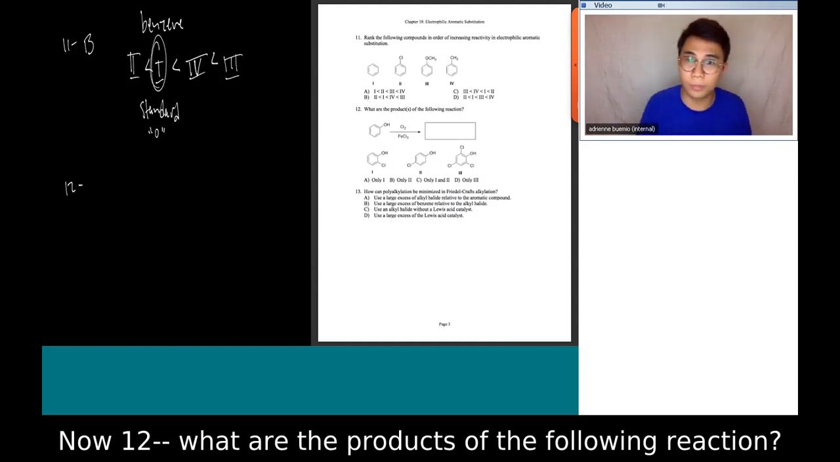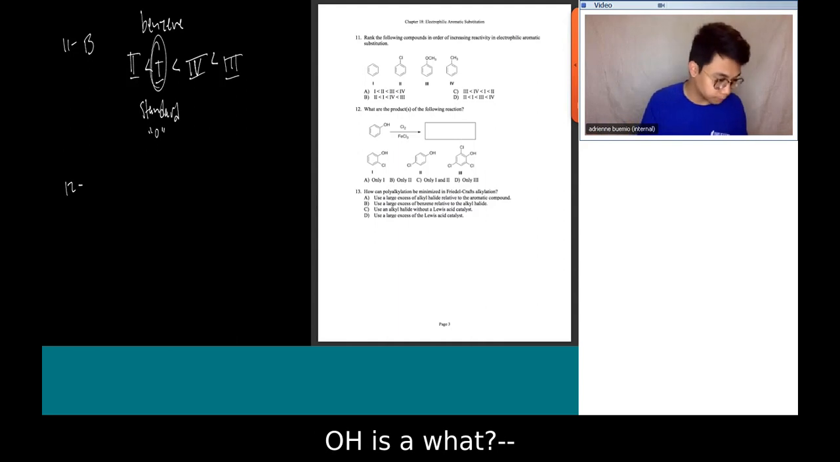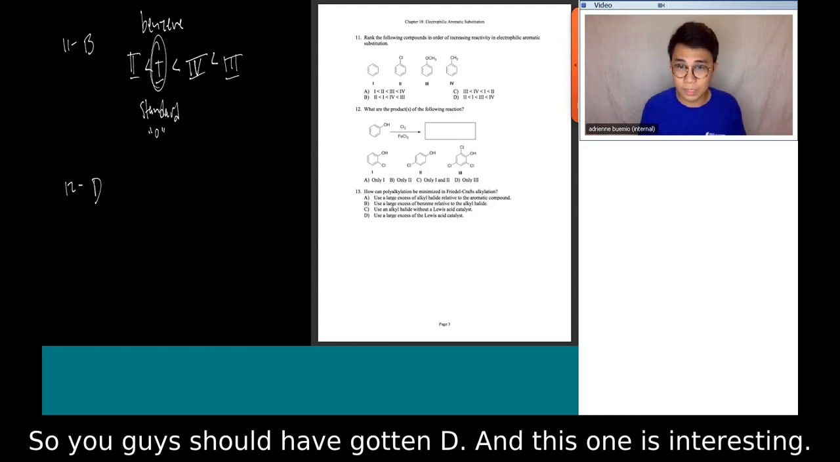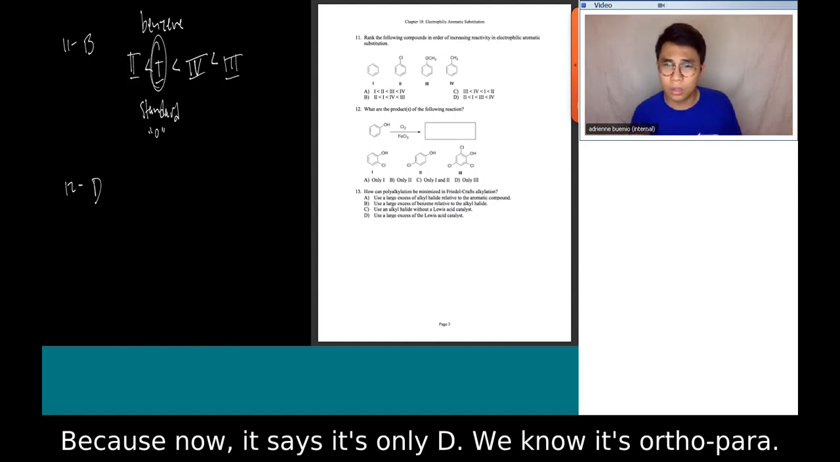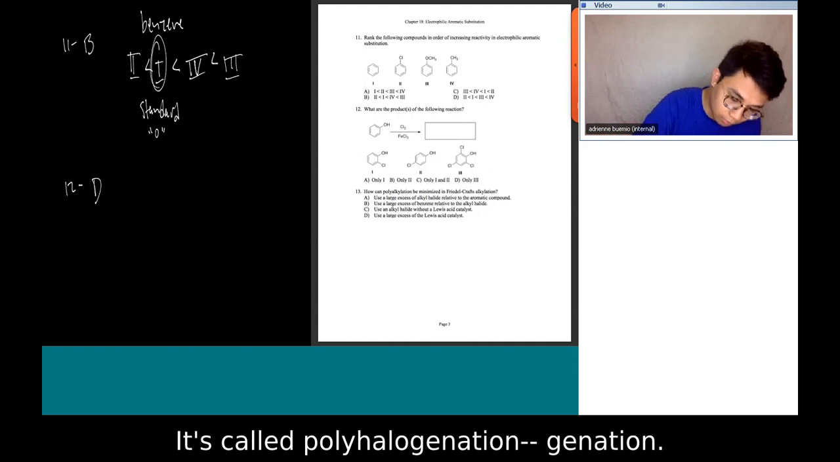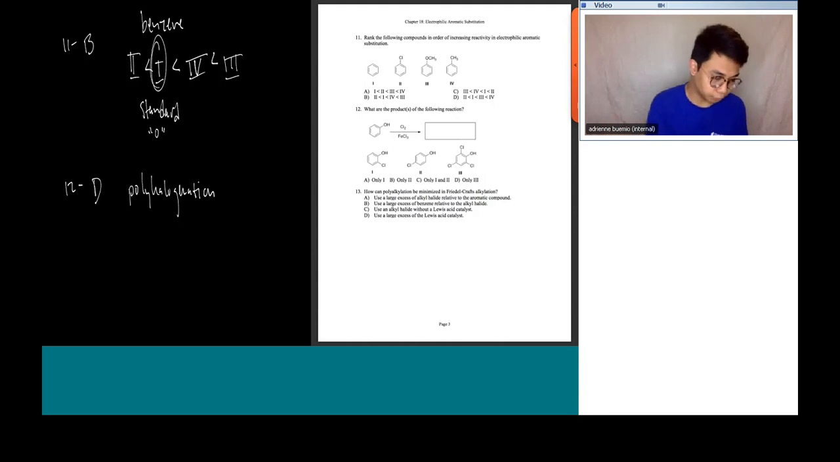Now 12, what are the products of the following reaction? This one, again, OH is an ortho-para director, so you guys should have gotten D, right? And this one is interesting because now it says it's only D. We know it's ortho-para, but these are one of the few exceptions. It's called polyhalogenation. So pretty much all activators can polyhalogenate.